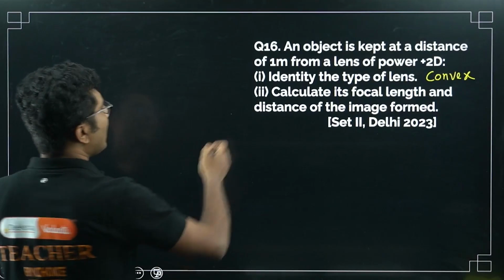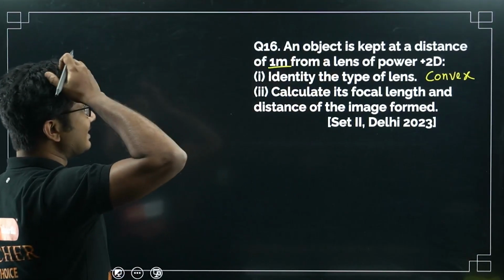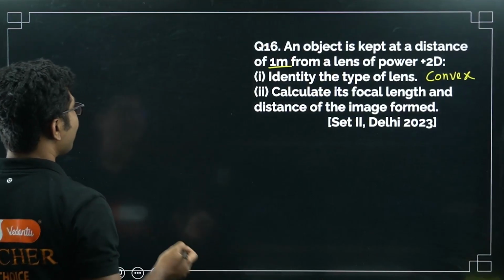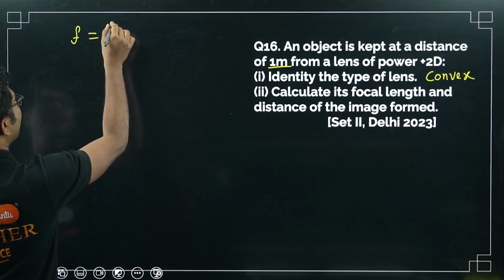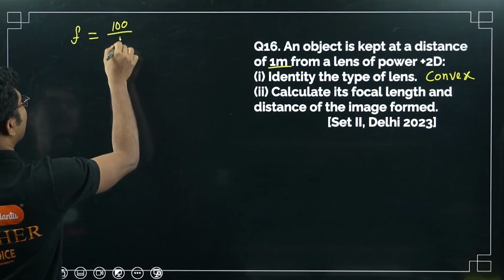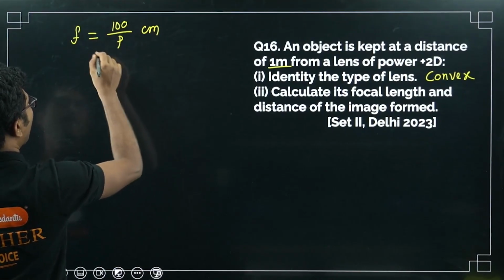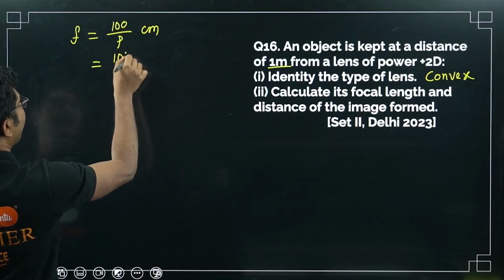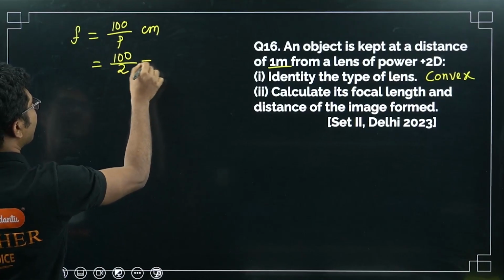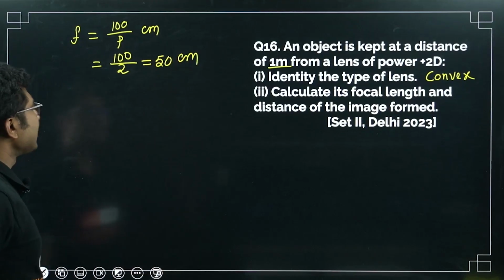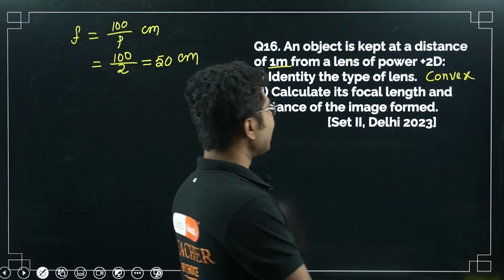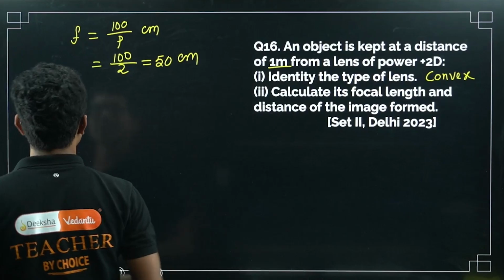Okay, so here object distance is 1 meter. First of all we have to calculate the focal length. Focal length is 100 by power in centimeter. 100 divided by 2, that is 50 centimeter. Okay, 50 centimeter is the focal length. Calculate the focal length and distance of the image formed.